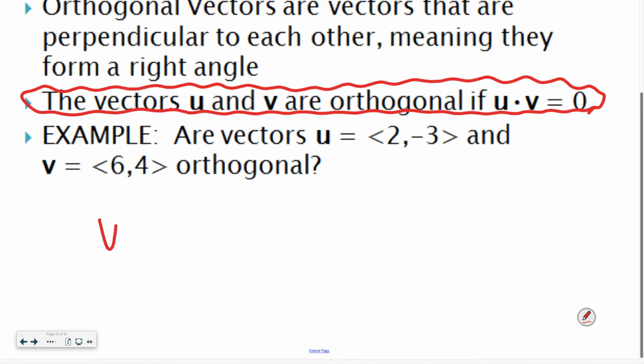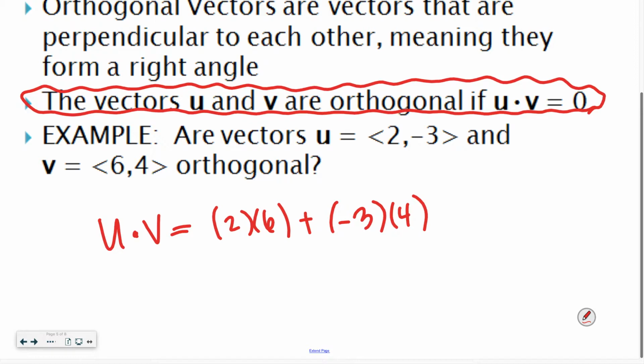So show me your work here. If I ask you anything about vectors being potentially orthogonal, what should go through your mind is the dot product, because if the dot product is 0, you know they're orthogonal. So if we take the dot product, we would take 2 times 6 and add it to -3 times 4. What is that?